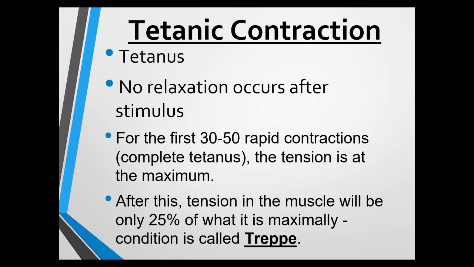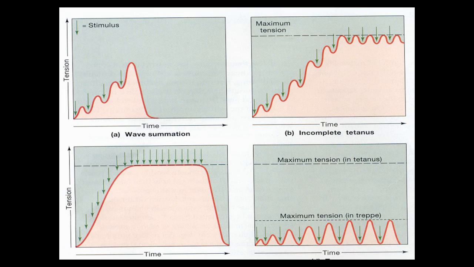Now, incomplete tetanus is a rapid cycle of contractions and relaxation. It does kind of reach that peak tension, and that would maybe be like shivering in your body. So you can see here that in the first one, we have a nice relaxation phase right in here. This is all that little stimuli occurring in that stepwise fashion, and then relaxation.